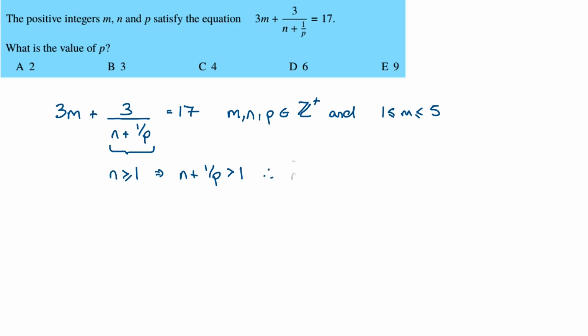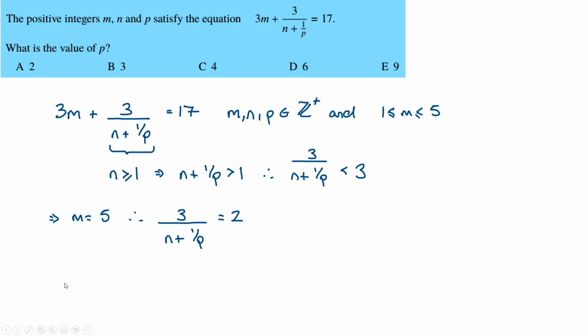Which means that when I take my 3 and divide it by this number, which is at least 1, the most this can be is 3. In other words, I know I'm taking 3m plus something which is no more than 3, and that gives me 17, and the only solution this could be is for m to equal 5. Now, from this point on, it's a bit of clever comparison, so let's just carry on.